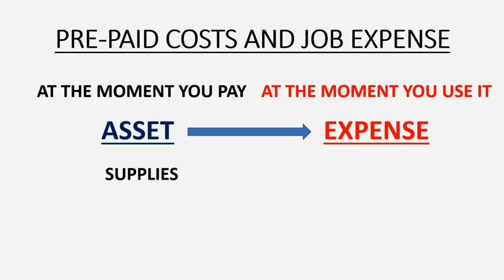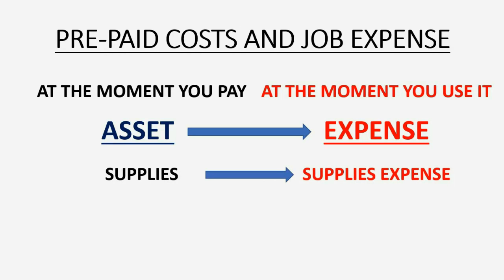So if you purchased supplies in advance, at the moment you purchase the supplies, you have an asset. Then over time, as you use the supplies, the amount of supplies you use becomes supplies expense, and the asset value is decreased by the amount that you used.